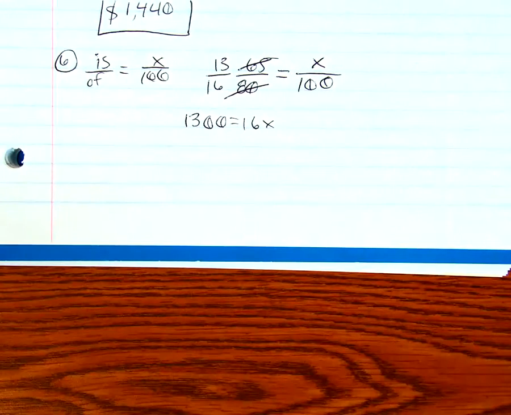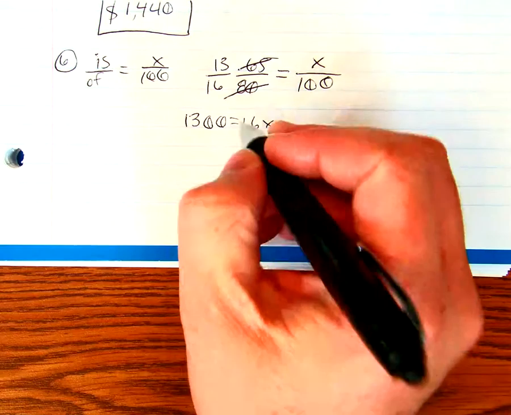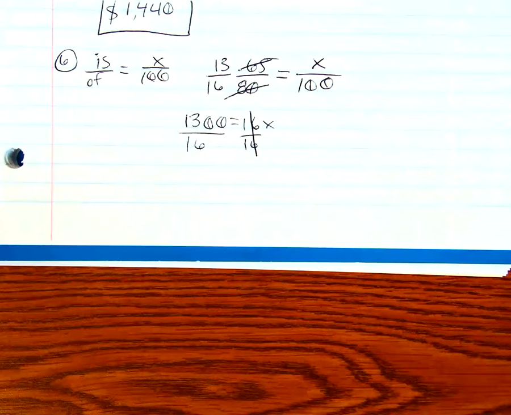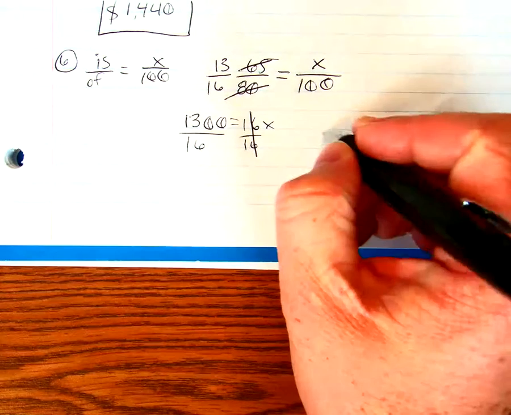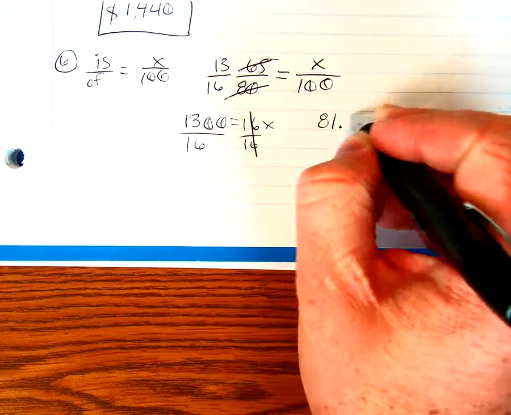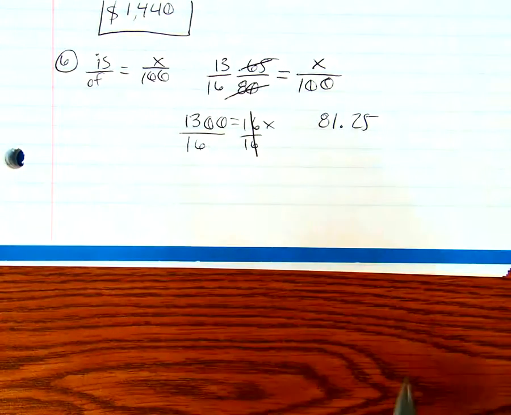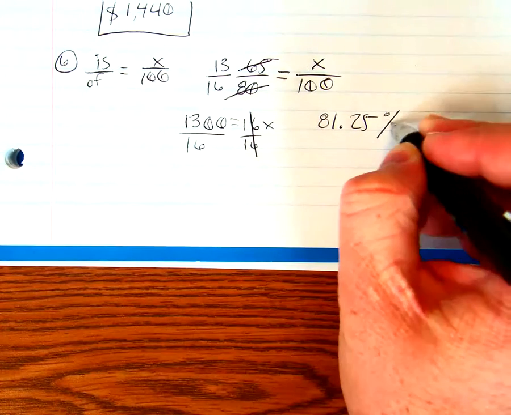So what you're doing at this point is trying to figure out how many times 16 will fit into 1300. And if you set up the division and do this properly, it should go in exactly 81.25 times. Just make sure you read the question. It says what percent, so this is a percent when we're done.